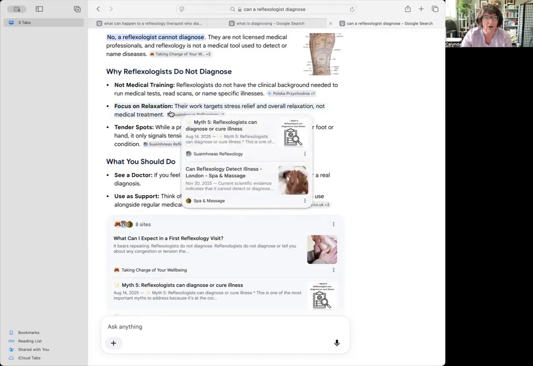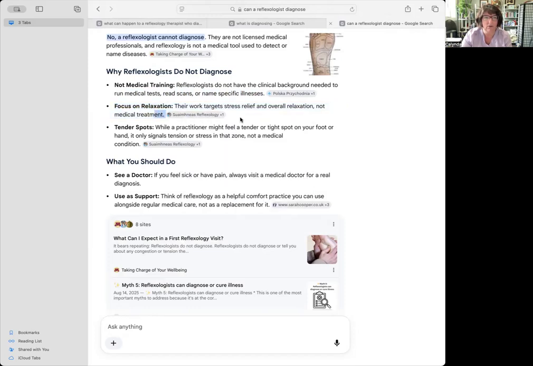Reflexology is focusing on relaxation. So a reflexology therapist, we target stress relief and overall relaxation, not medical treatment. And even when there are tender spots, we can detect them. We might be able to feel them. Sometimes it feels crunchy or sometimes it feels tight or hollow. It only signals tension or stress in that zone. It is not a medical condition, right?